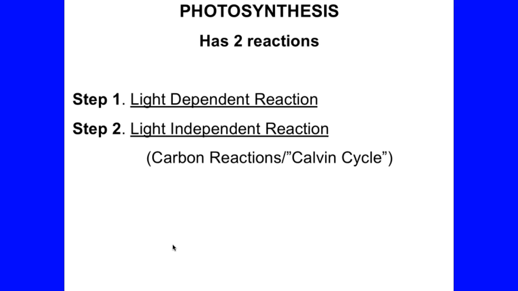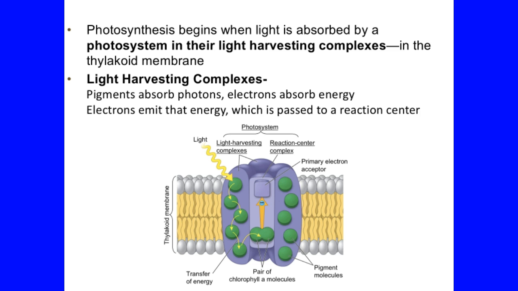So photosynthesis does begin when light is absorbed by a photosystem in the light harvesting complexes. These are located in the thylakoid membrane itself. Remember, the thylakoids were the little stacks of pancake-looking items inside of the chloroplast. So this is the membrane of the thylakoid itself. Right here, this huge purple thing is the light harvesting complex, because the light harvesting complexes are where the pigments absorb the photons.